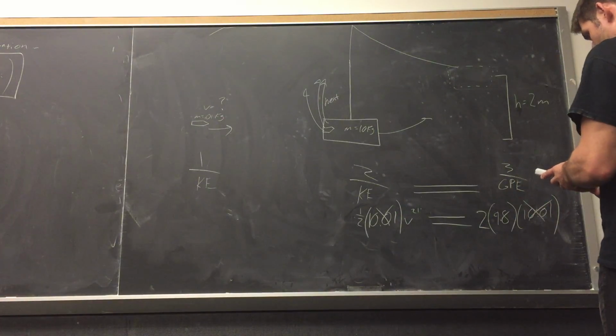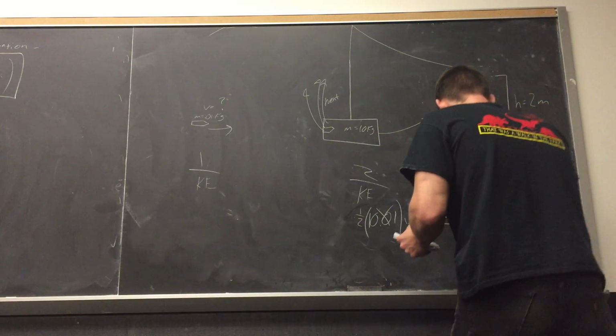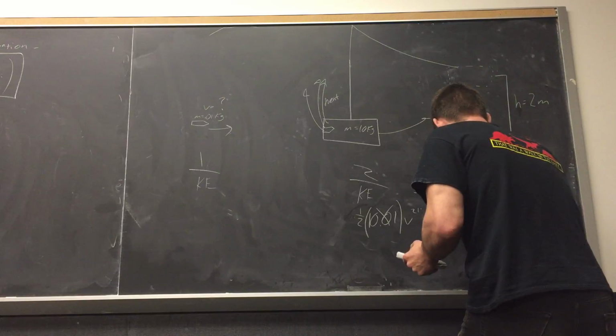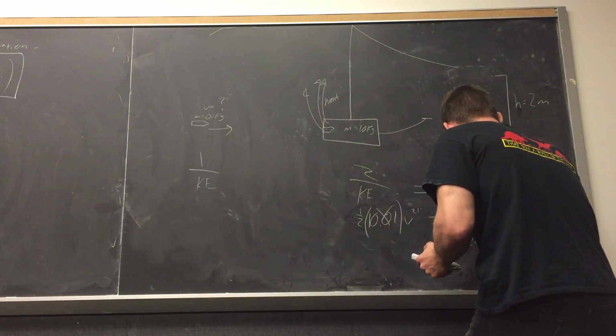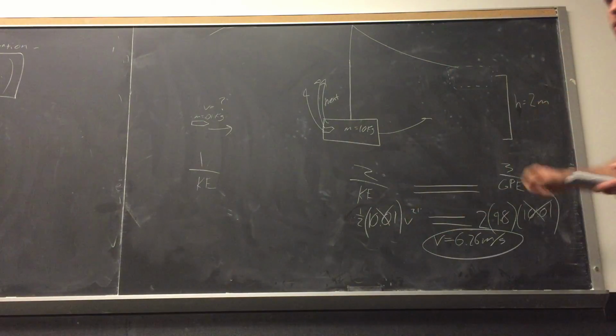2 times 19.6, square root of that, 6.26. Velocity equals 6.26 meters per second. That's how fast this block and the bullet move together.